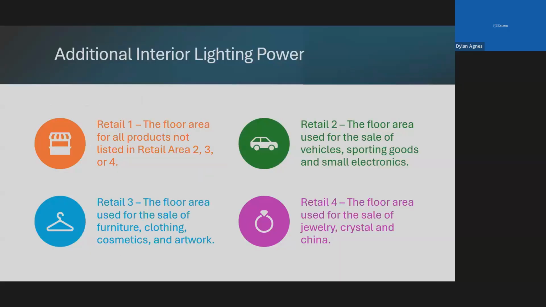Okay, so here are the categories. Retail category 1 is anything that doesn't fit into 3 or 4. Retail 2 is the sale of vehicles, sporting goods, or small electronics. Retail 3 is furniture, clothing, cosmetics, and artworks. Retail 4 is jewelry, crystals, and china. Okay, so if you don't fit in 2, 3, or 4, then you fit in 1.